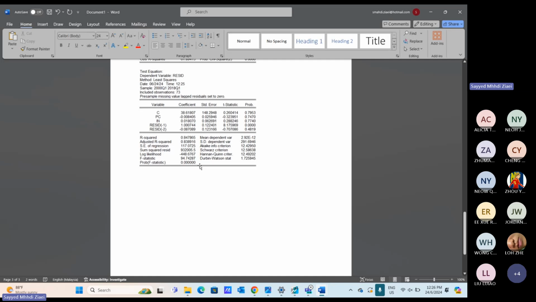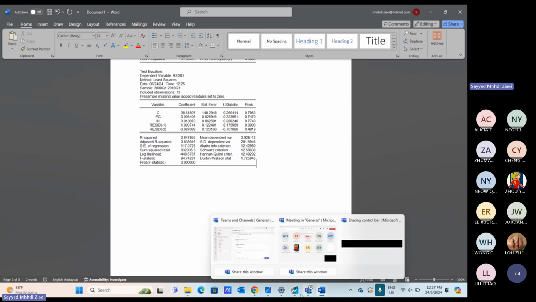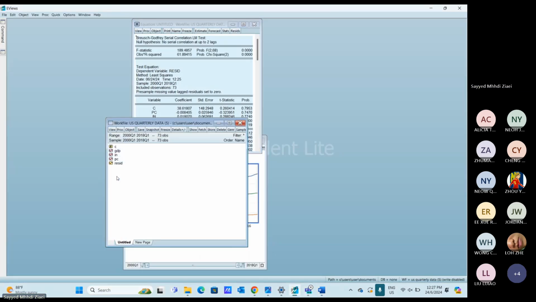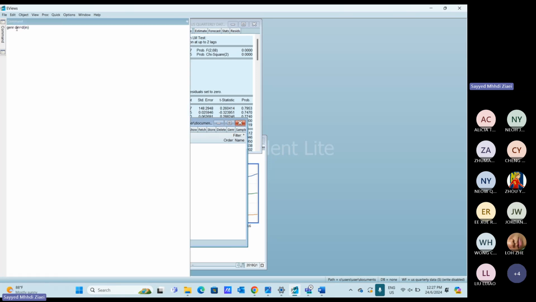One of the solutions for heteroscedasticity is to take the logarithm of all variables. So for GDP, for investment, for PC, we should take log. How? Go to the command part, write the formula. To take log, you need to use the EViews command. The command is GENR. GENR stands for generate. We give this order to the software: generate something.